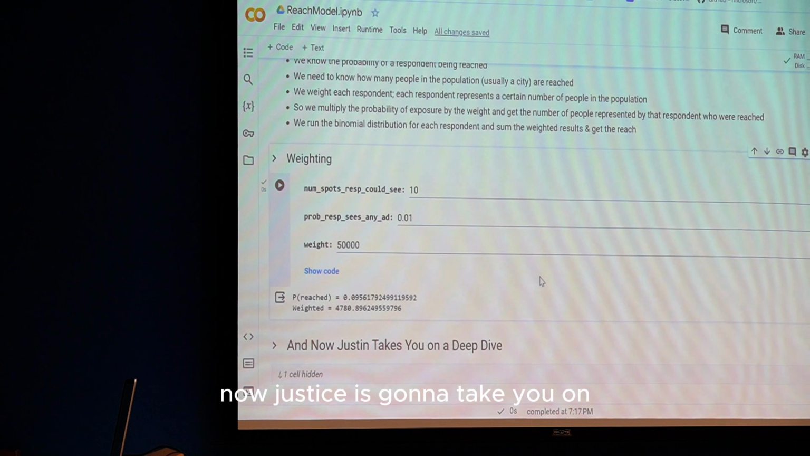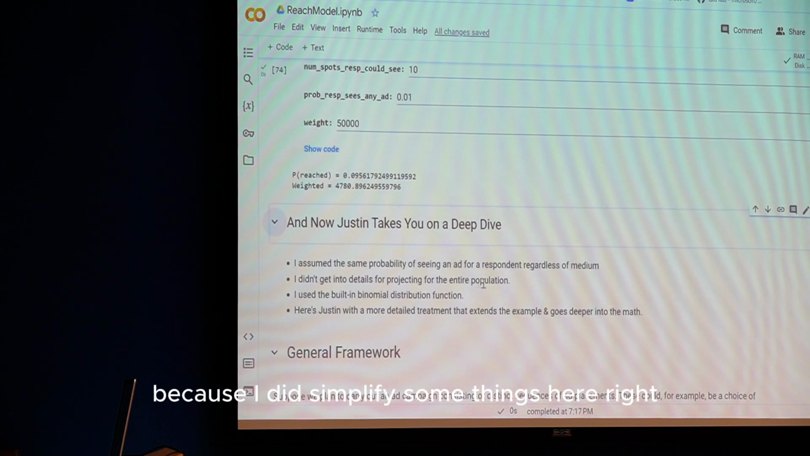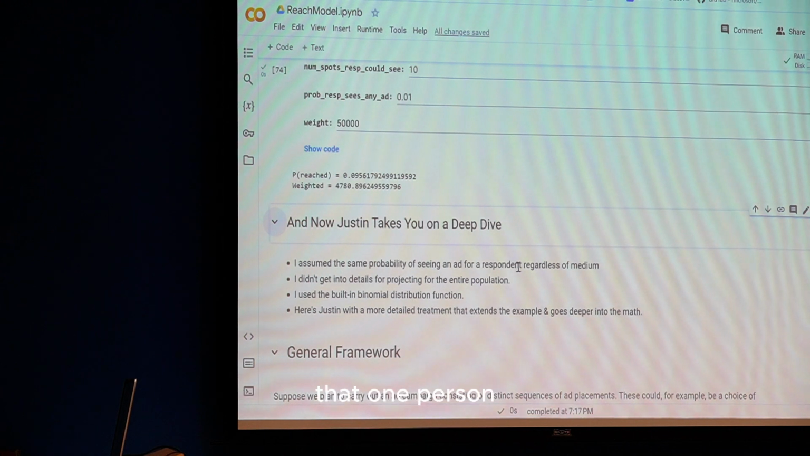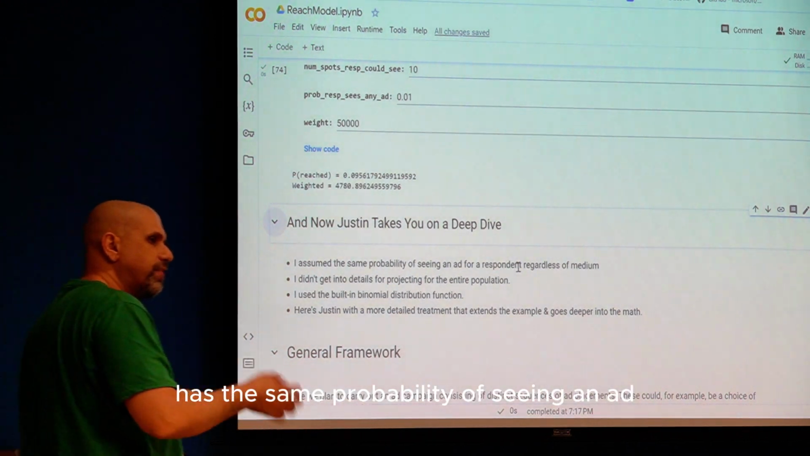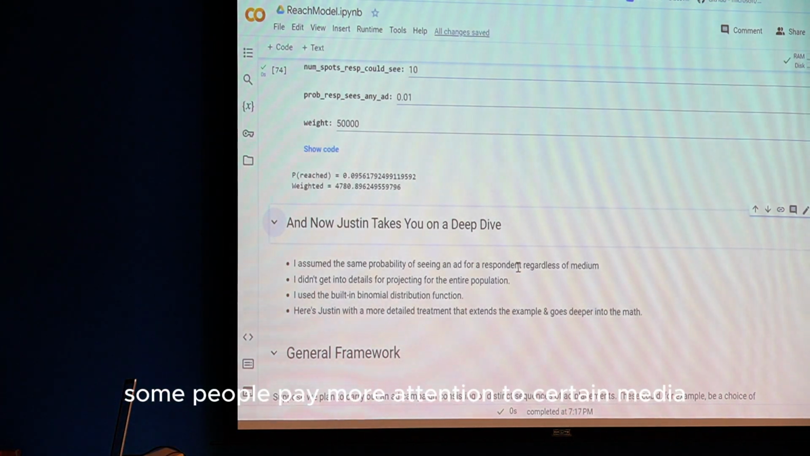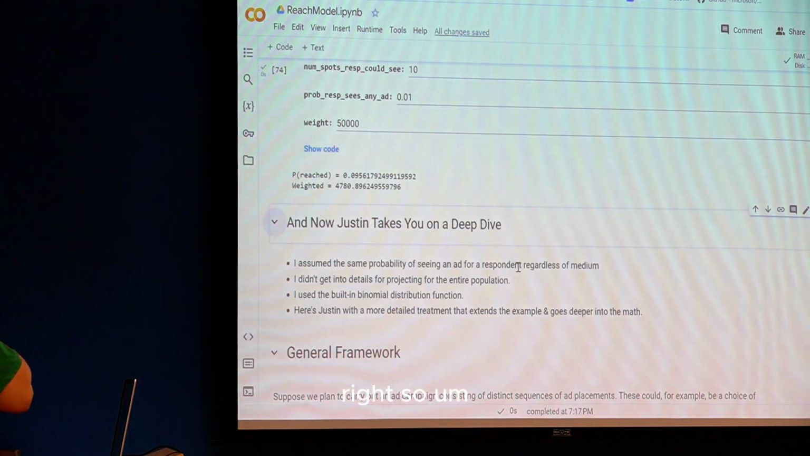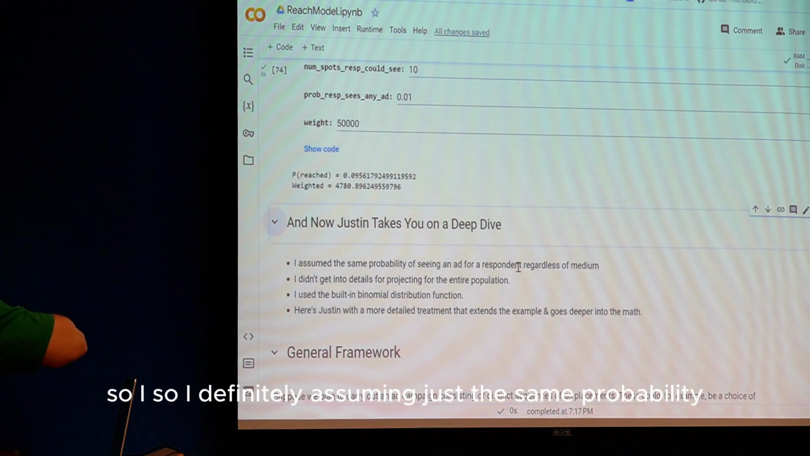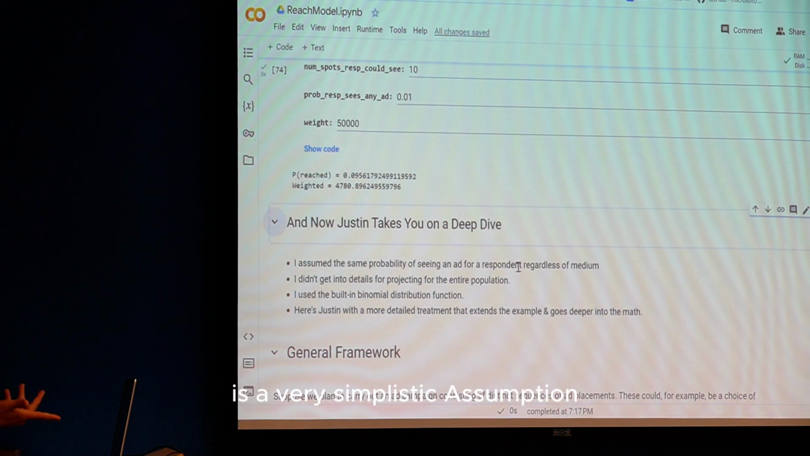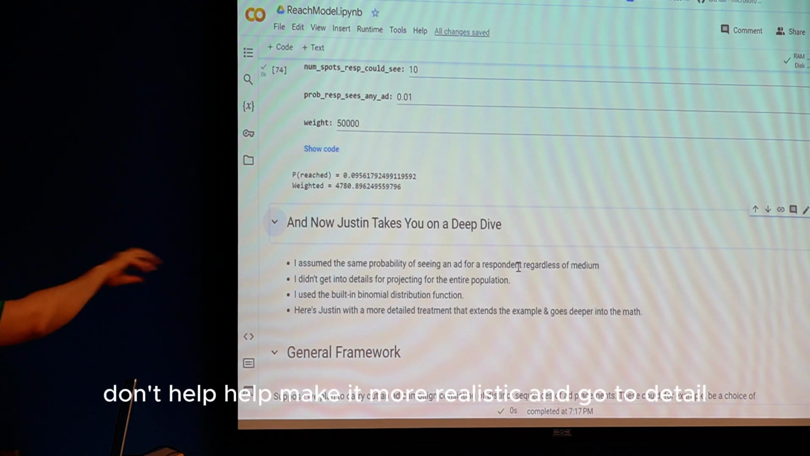Now, Justin's going to take you on a deeper dive on this because I did simplify some things here. I assumed that one person has the same probability of seeing an ad regardless of what medium they're on. Some people pay more attention to certain media than others. Some media you kind of turn on when you're vacuuming. So assuming the same probability is a very simplistic assumption, but it makes the example easy to talk about. He'll make it more realistic and go into detail.